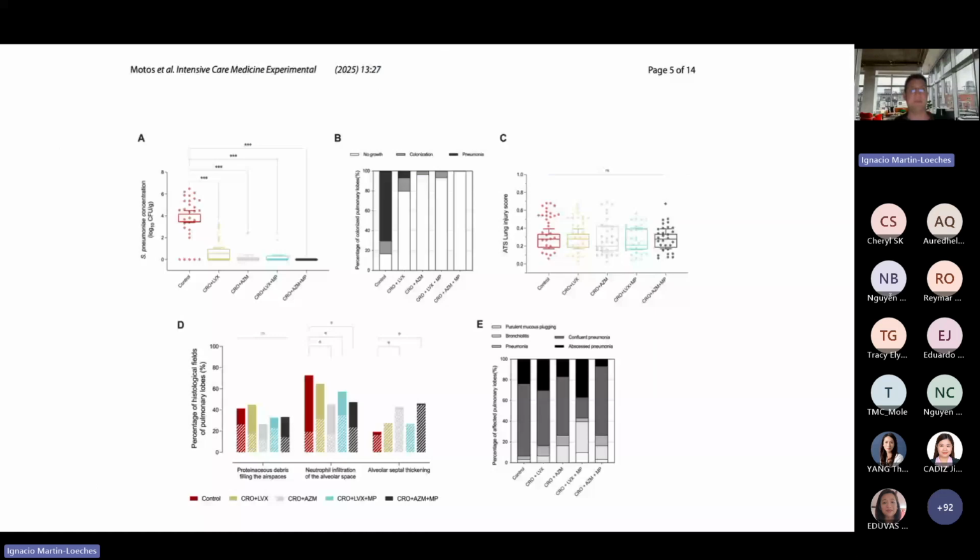This is a study that we performed in Barcelona. As you can see, there is added evidence that the use of both corticosteroids plus macrolides was associated with a decreased concentration of strep pneumo, decreased percentage of colonized lungs, and inflammation manifested by the ATS lung injury score. So what we can see is that there is less inflammation in all the items.